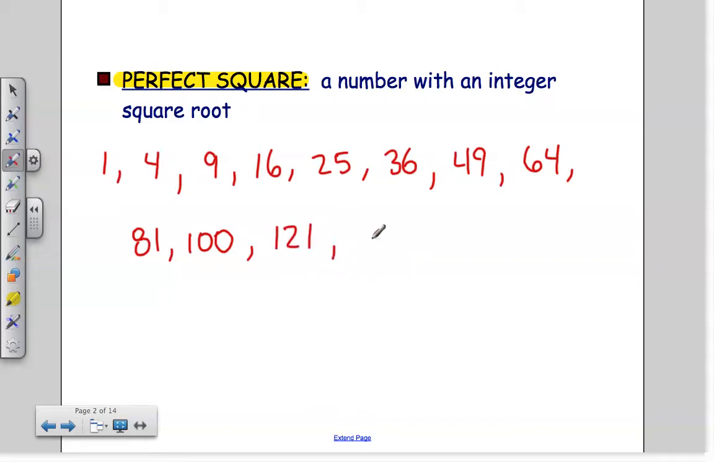121 is 11 squared. 144 is 12 squared. And 169 has a square root of 13. And obviously this list goes on, but these are the ones that you should be very familiar with and kind of know in the back of your head.